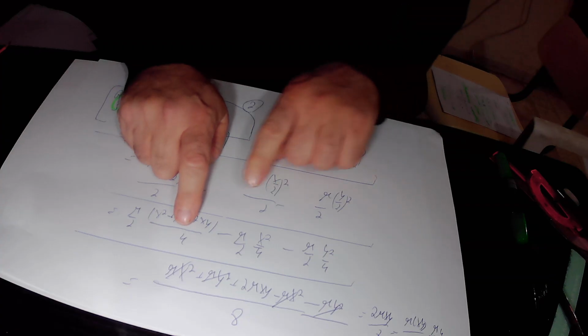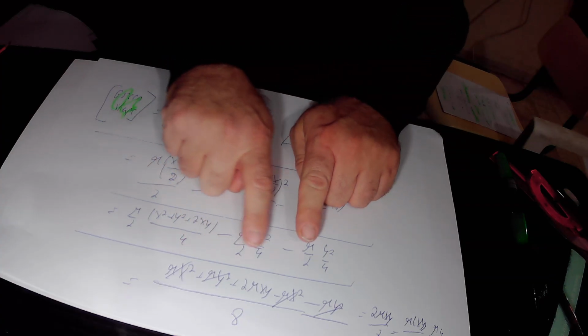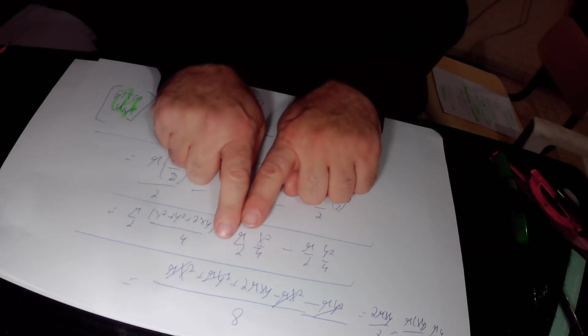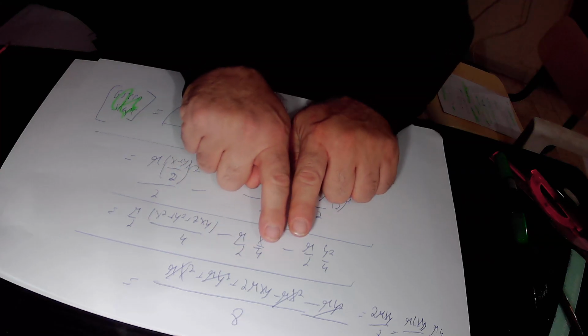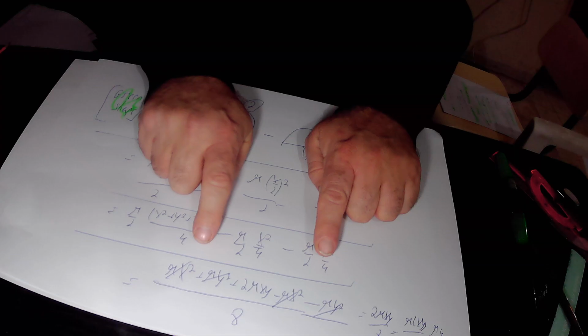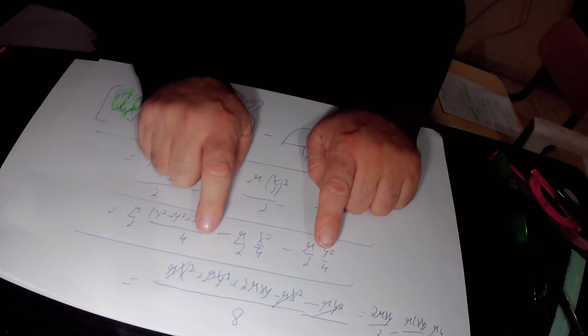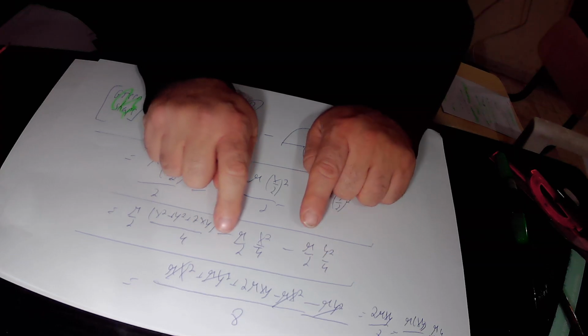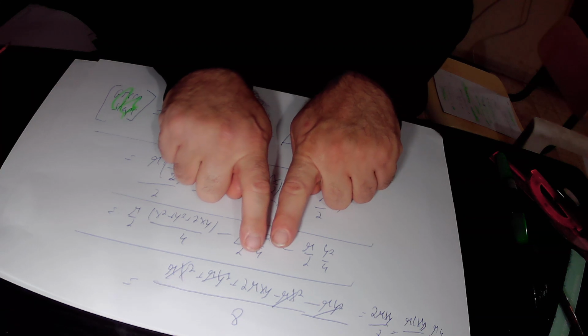Pi x squared minus pi x squared is 0. Pi y squared minus pi y squared is also 0. So all those four expressions get cancelled, and we are left with only 2 times pi xy over 8.